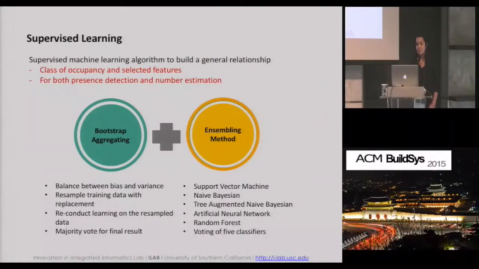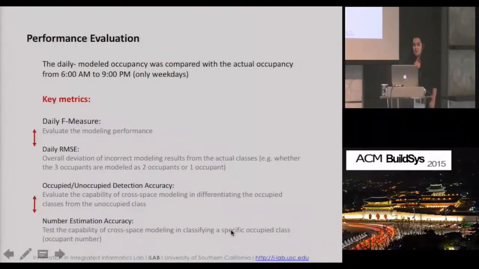So for our method, first we implemented bootstrapping. The basic idea was to resample the training data with replacement and redo the supervised learning on the resampled data. And we implemented 5 supervised learning algorithms. And then since we had 4 classes and 5 methods, we used an ensembling method. So we use voting of the 5 classifiers.